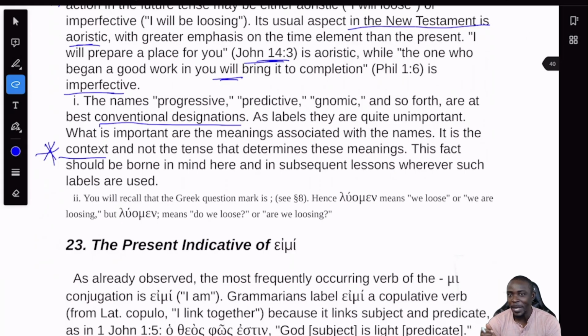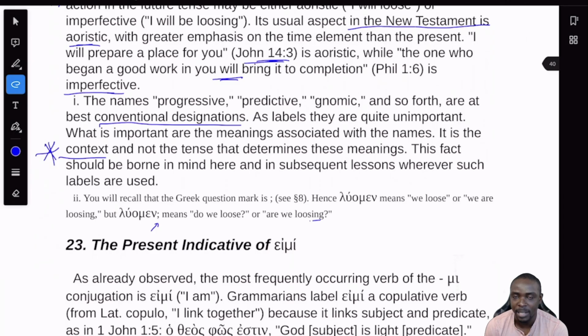So you don't say, well, I'm going to label this aorist, and like God himself sent down this label from above, all right? So you will recall that the Greek question mark is the semicolon, hence luo men means "we loose" or "we are loosing," but luo men; "do we loose?" So notice the question mark there. Do we loose or are we loosing?